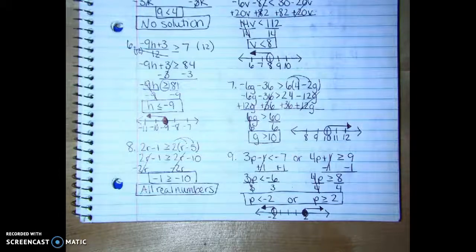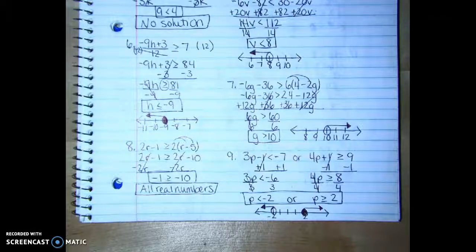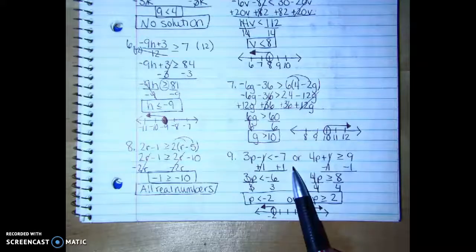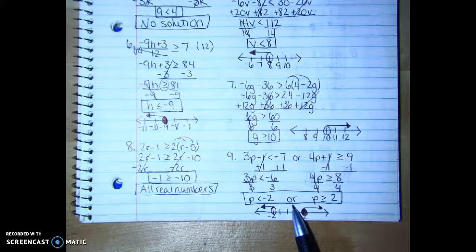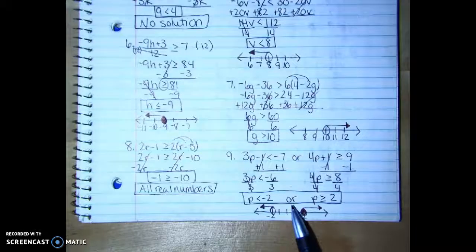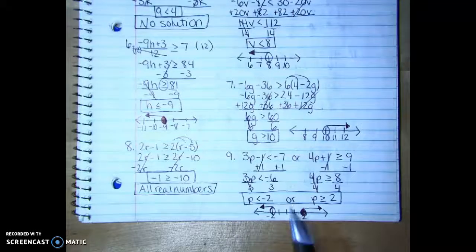I'm trying to think if there were any major mistakes that I saw. On this one, -1 is greater than or equal to -10. So this one is true, so that one is all real numbers. 9 was the first compound inequality, and notice it starts with or, and I need or in the answer. A lot of you forgot to do that on your past few assignments. On your test, I'm going to take off a half point if you forget to put and or. And again, remember, or means they're going away from each other.